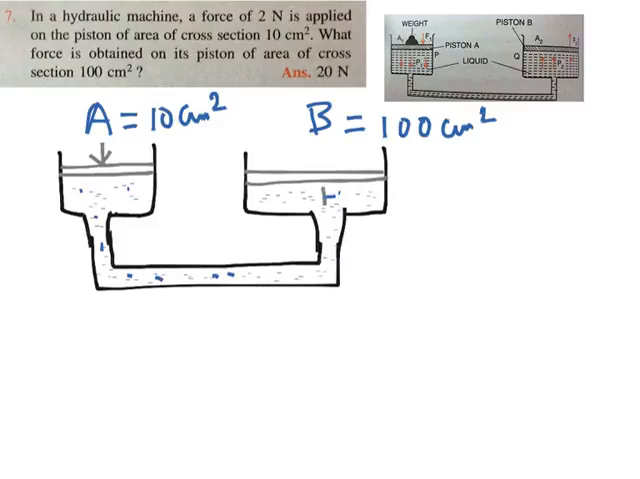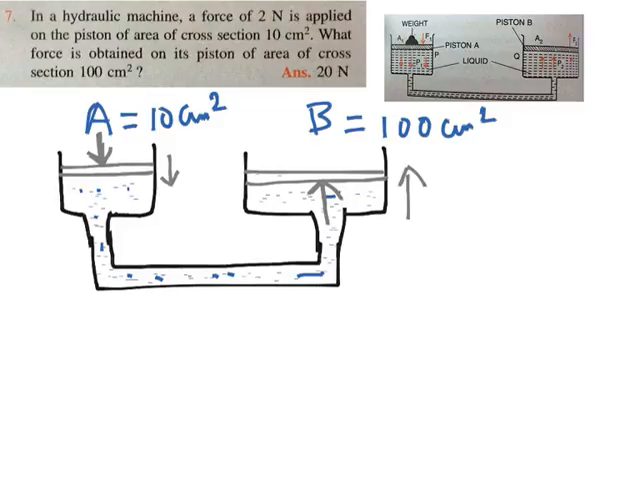So he's asking, what is this force? If I push a force on piston A, it is going this side and it is transmitted via this fluid, and then it is acting upward on piston B here. So what is the force felt on piston B?